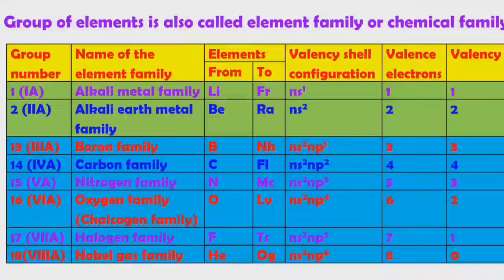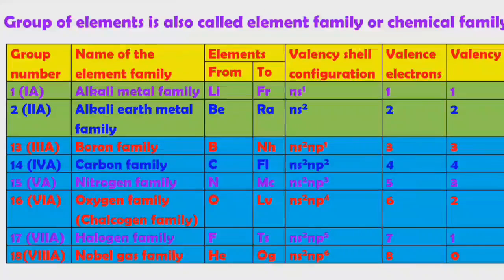Fourth A group elements are carbon family. They start from carbon to flerovium. Their valency shell electronic configuration is ns2 np2. They contain 4 valency electrons. Their valency is 4. Fifth A group elements are also called nitrogen family. They start from nitrogen up to moscovium. Their valency shell electronic configuration is ns2 np3. They contain 5 valency electrons. That's why in the reaction they will gain 3 valency electrons.